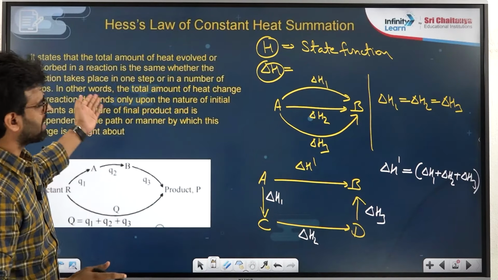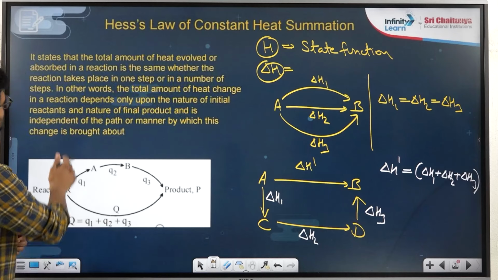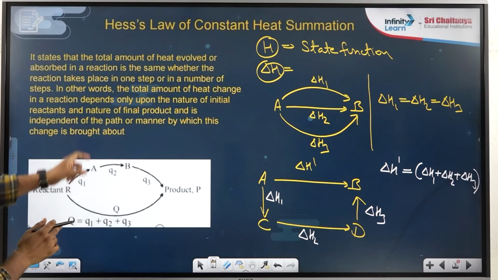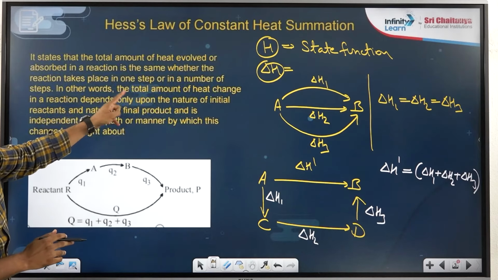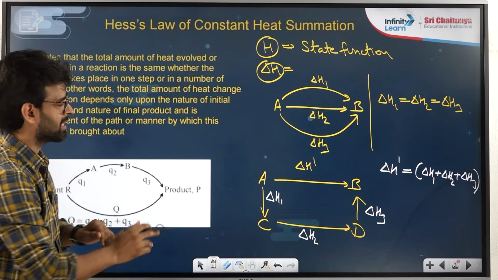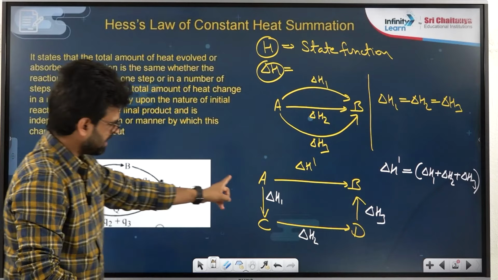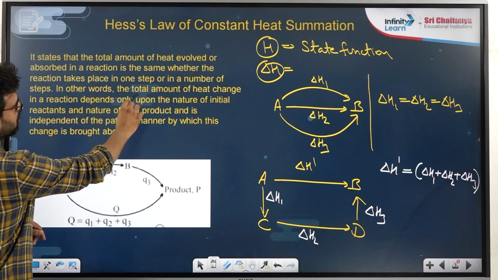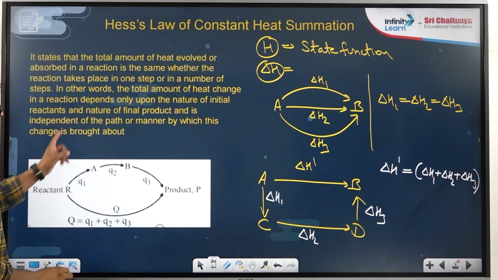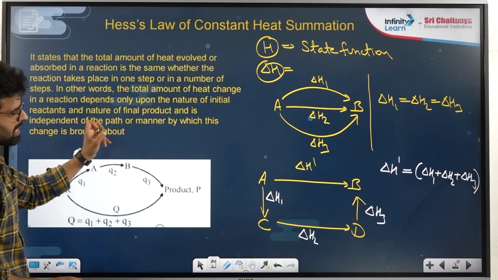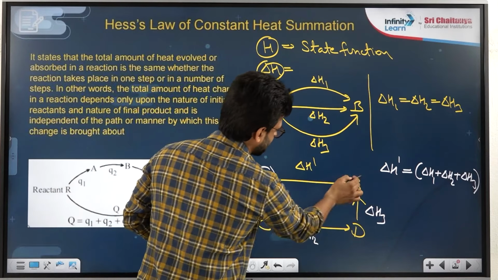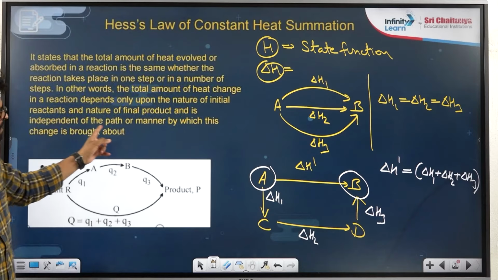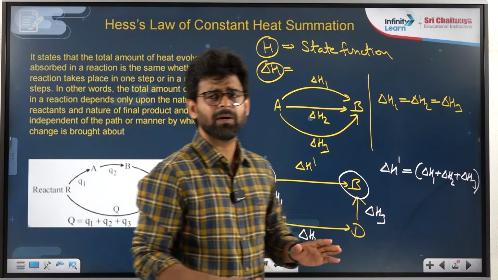So you can see here what they are trying to say, same thing. It states that the total amount of heat evolved or absorbed in the reaction is the same whether the reaction takes place in one step or in a number of steps, right? Clear? Same thing. In one step or number of steps, the enthalpy change is the same. Next thing they are saying, the total amount of heat change in the reaction depends only on the nature of the initial and final states. What is our initial thing and what is our final thing? Clear, children? And the next thing they are saying, it is independent of the path. So this is it about Hess law.